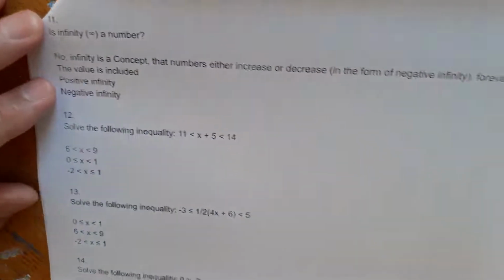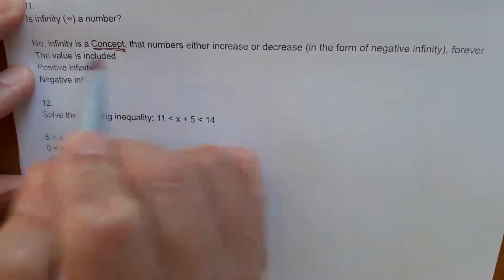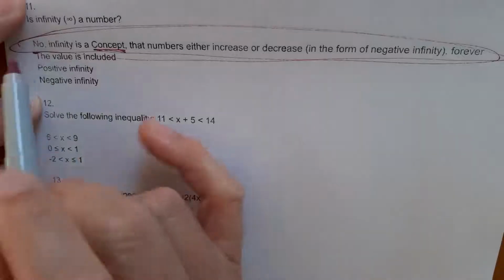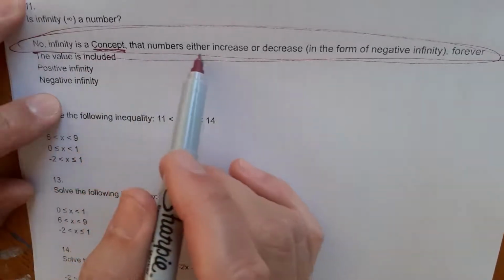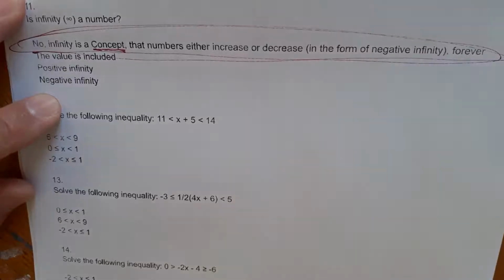Is infinity a number? No, it's not, you guys. Infinity is a concept. If you just pick a number, say a large number, say a billion, or a large negative number, a negative billion, is that infinity? No, that's an actual number. The difference with infinity is it goes on and on forever, either positive to a larger number or negative to an increasingly large negative number. So infinity is a concept that numbers either increase or decrease forever.